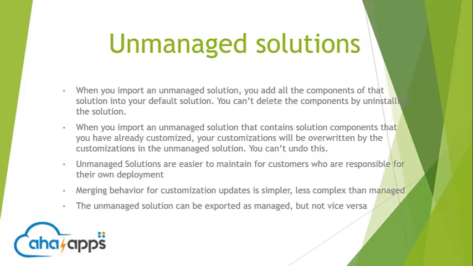Now, if you want to roll back the changes of an unmanaged solution, what we need to do is manually delete the components from either the solution itself or the default solution. We can also restore the last backup of the CRM. If you have a backup solution, then we need to import that backup for it to be rolled back. So a lot of manual effort is involved in terms of rollback.